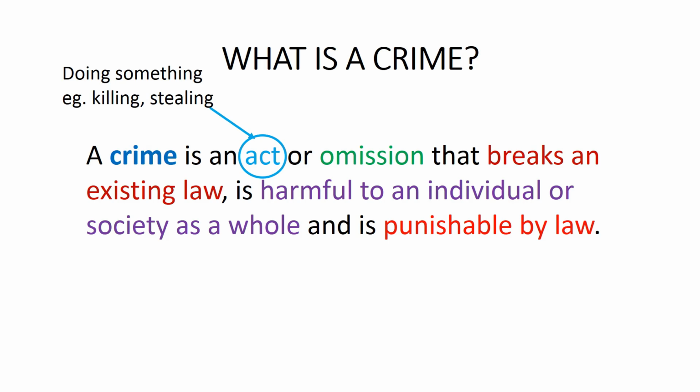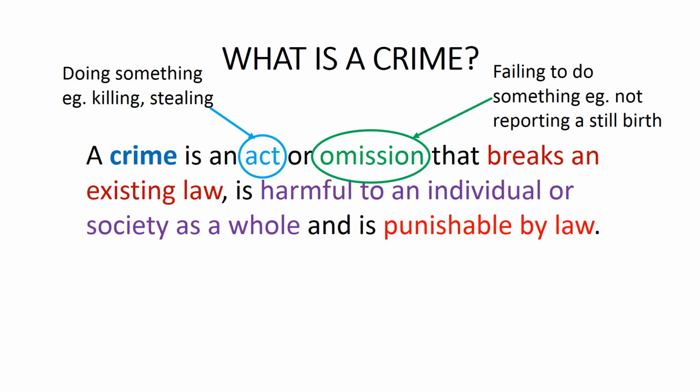Similarly, in the crime of theft, one person does an act which is the taking of that other person's property. However, some crimes may involve omissions, that is, a failure to do something. For instance, it is a crime not to report a stillbirth. A stillbirth occurs where a baby is born dead.